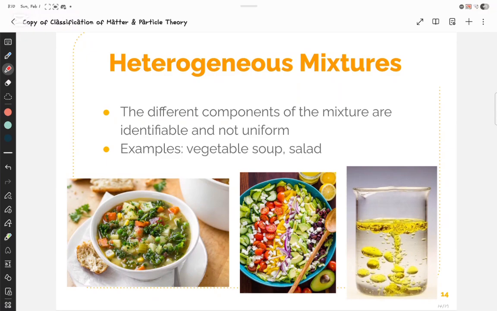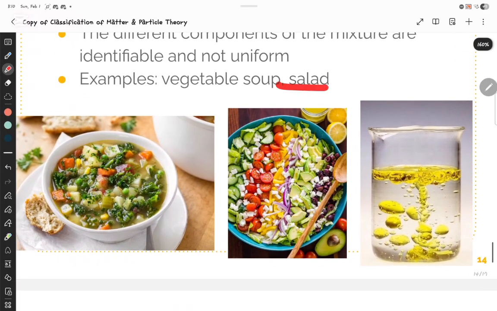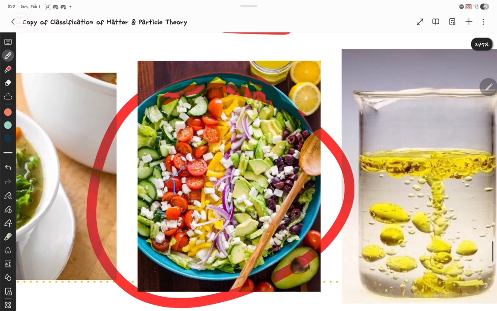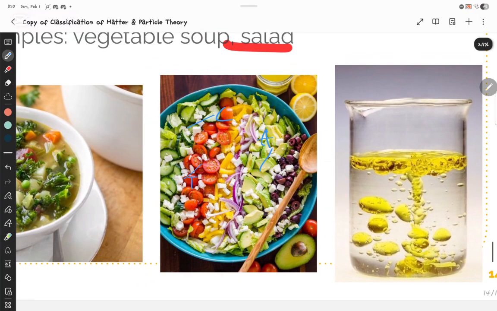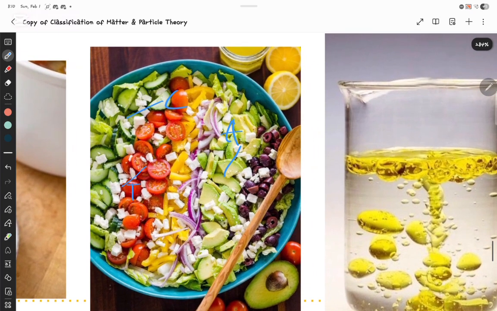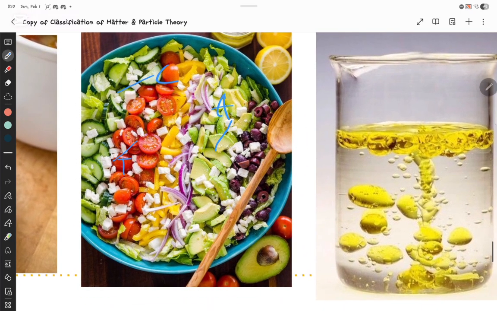Heterogeneous mixtures are when different components of the mixture are identifiable and not uniform. An example is a salad. You can identify that this is a tomato, these are avocados, these are cucumbers. First of all, why is it a mixture? It's a mixture because the avocados and tomatoes aren't chemically bonded, and there's different types of fruits or vegetables inside this one container called a salad.